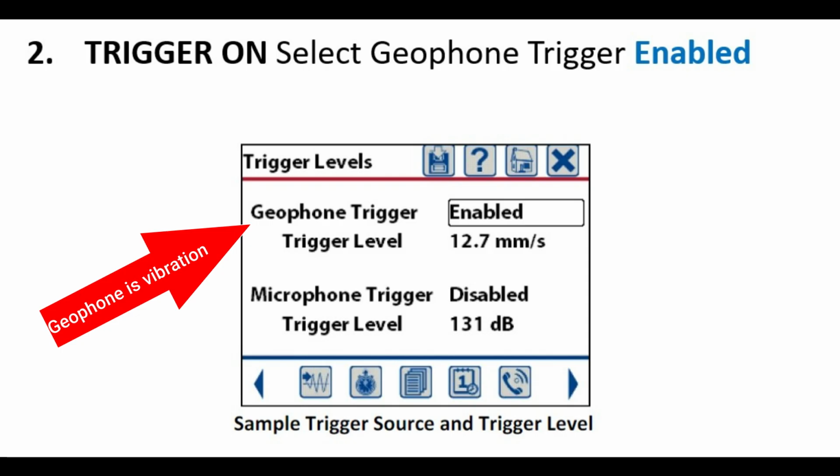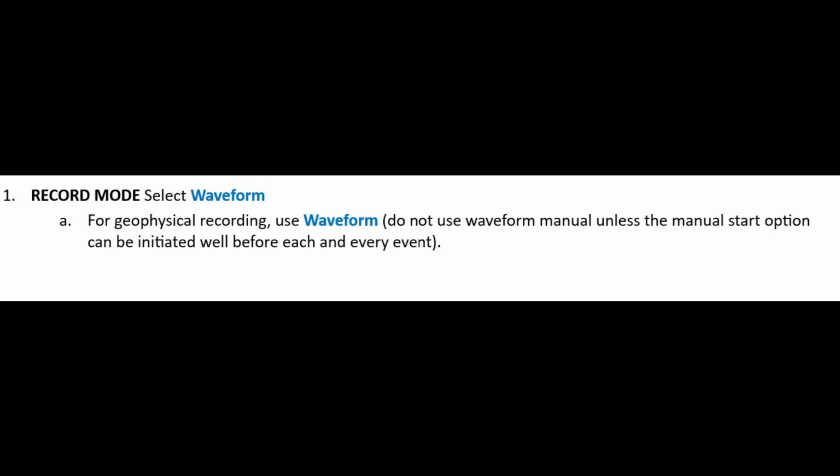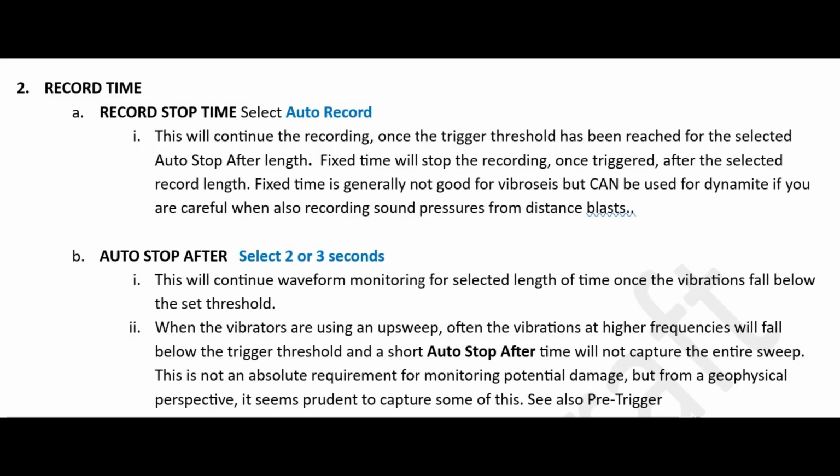So let's get started. I trigger on vibration, and the microphone setting is usually disabled. For recording, I select waveform. I may use histogram combo on occasion, but for most geophysical applications, I use waveform. I have seen operators use waveform manual, but at times have either failed to do the sensor check or missed the onset of the event entirely.